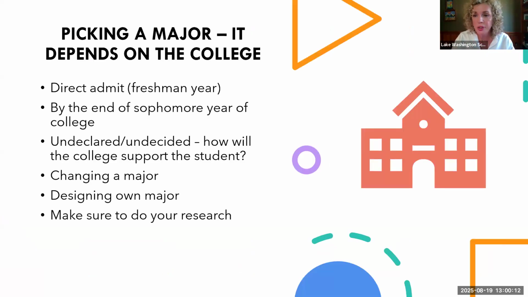I mentioned college majors. We're almost done here. I know we're hitting 1 o'clock. College majors, there's different ways that colleges handle freshman admission. It is a lot more prevalent where freshmen are admitted directly into a major. That is pretty common at a lot of schools. Other schools will have students pick their major by the end of their sophomore year. And if you are an undecided student, ask them how will they support you so that you select a major and you can still graduate in 4 years.